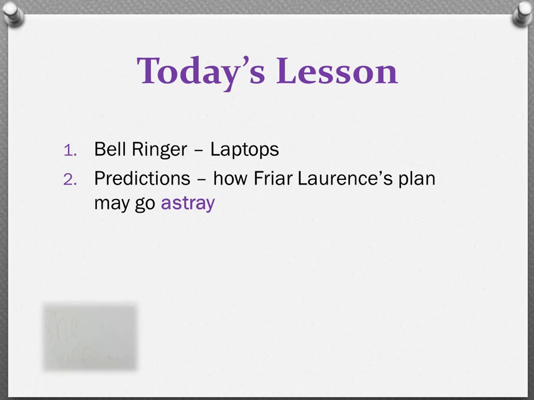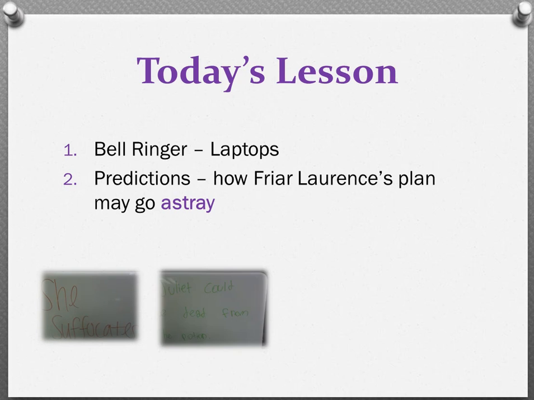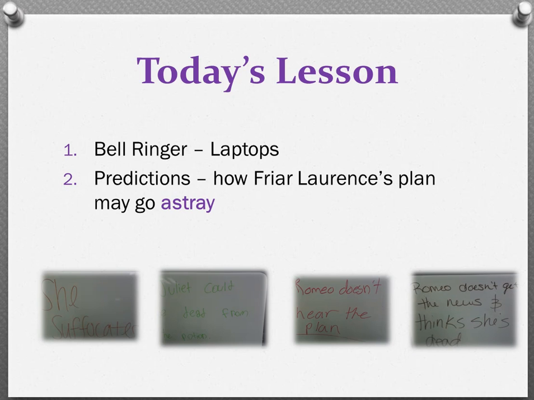So we looked at some predictions on the whiteboards. One group said they think Juliet will suffocate in the tomb. Another group said they think Juliet could be dead from the potion, meaning it could be a little too strong and kill her. Another problem may be that Romeo doesn't hear the plan, which could be a problem because we know Romeo has a tendency to fly off the handle when things don't go well. And the last one's very similar: Romeo doesn't get the news and thinks she's dead.